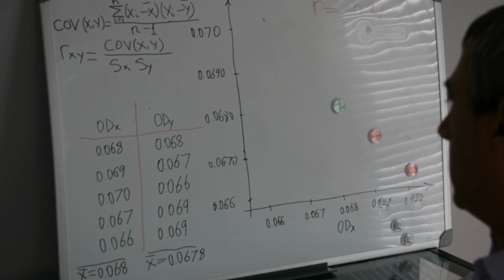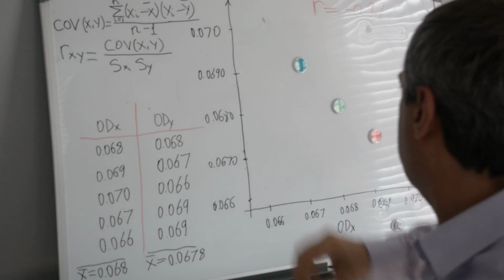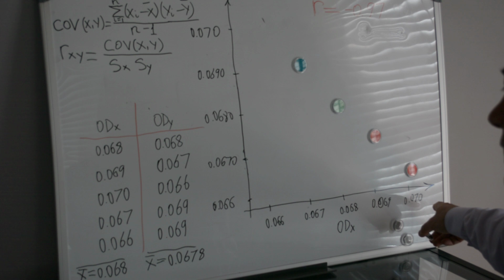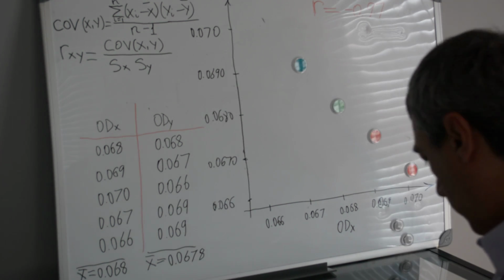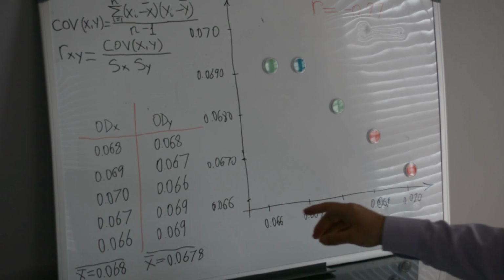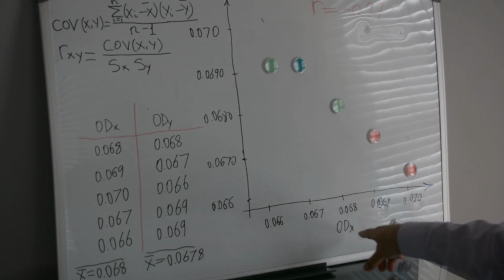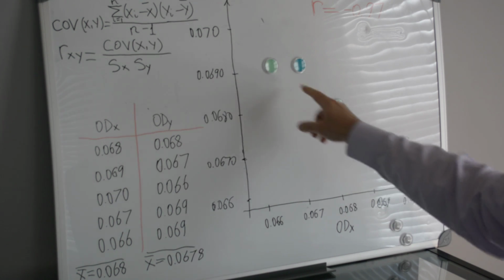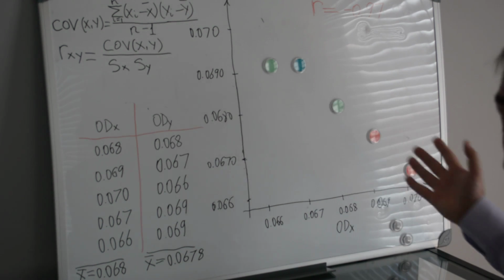So you see the picture? 67 in x and 69 in y. And 66 thousandths in x direction and 69 in y direction. Okay. So we see when value of OD in x direction increases, the value of OD in y direction decreases. So basically the graphical output indicates a strong correlation.